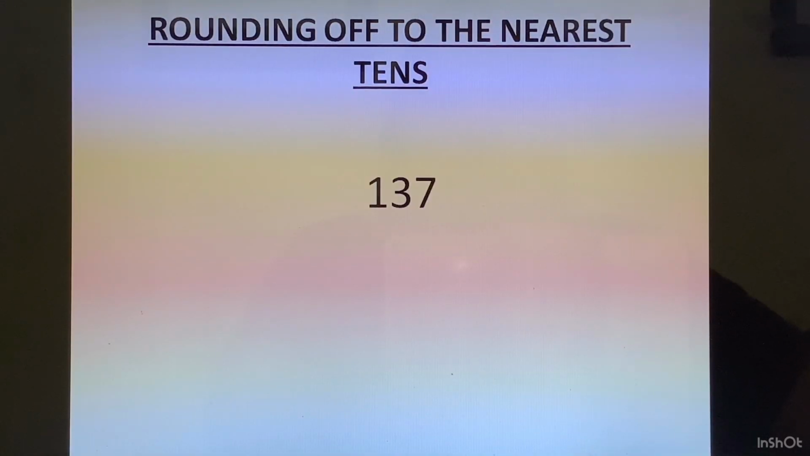Here the example is 137 and you have to round it to the nearest tens. So in the tens place we have 3. To round off, we look at the number on the right. The number on the right is 7. Now we compare 7 with 5. Is it greater than 5 or less than 5? 7 is greater than 5. Now since 7 is greater, we will convert this 3 at the tens place to 4 and all the numbers on the right to 0. So 7 becomes 0 and we round it off to 140.